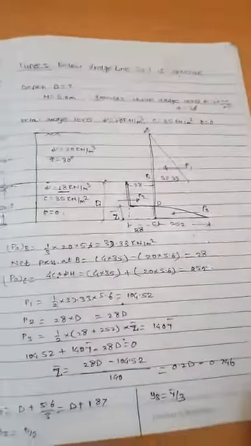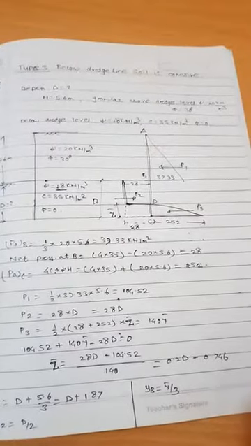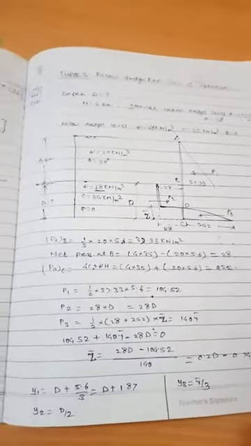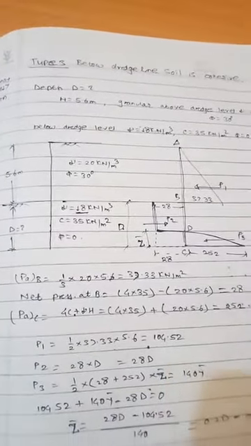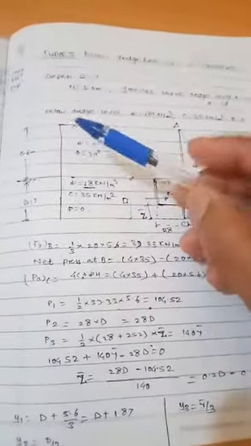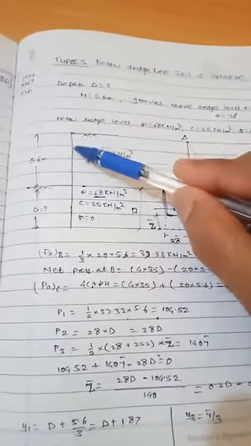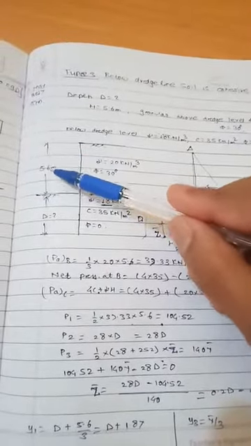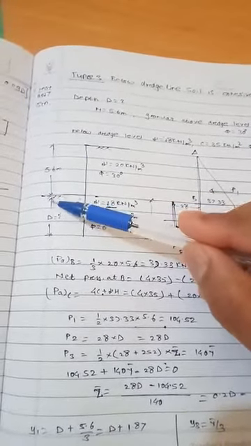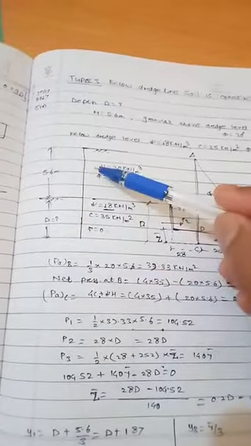Today we will see type 3, that is, below the dredge line the soil is cohesive. Now we will consider one problem which was asked in May 2017 for 5 marks. So consider this is the sheet pile. The height of the sheet pile is given as 5.6 meter. Here we have to find out the depth.